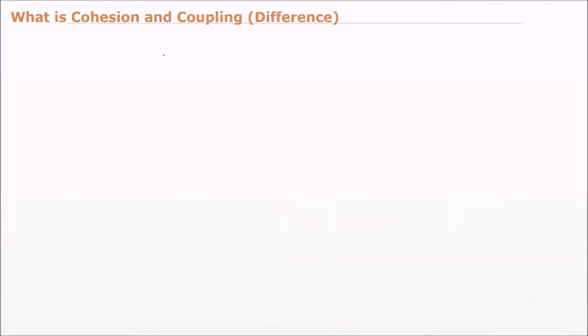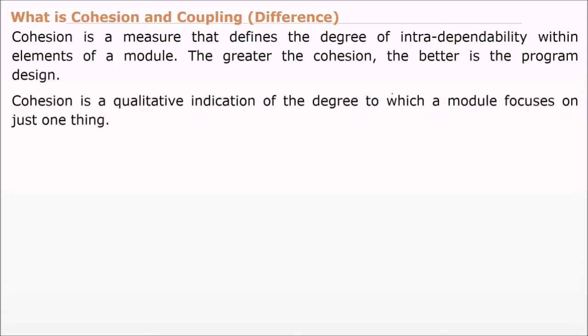Next is what is cohesion and coupling. The difference, cohesion and coupling. Cohesion is the measure that defines the degree of interdependability within the elements of a module. The greater the cohesion, the better the program design.